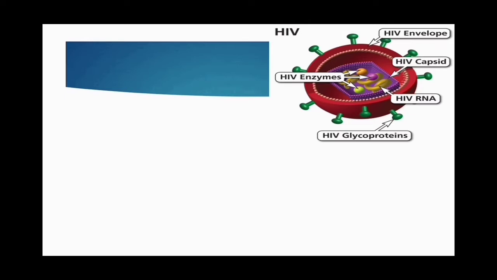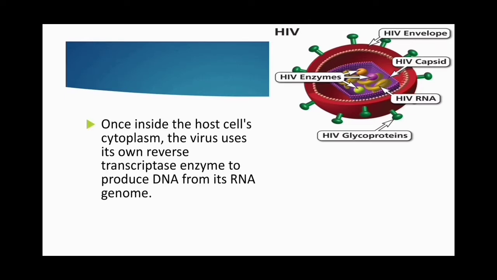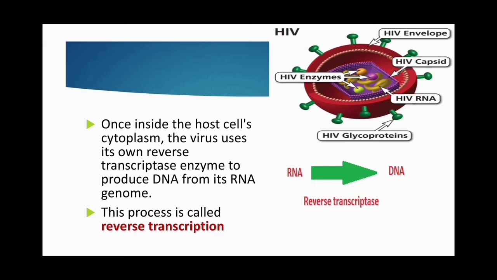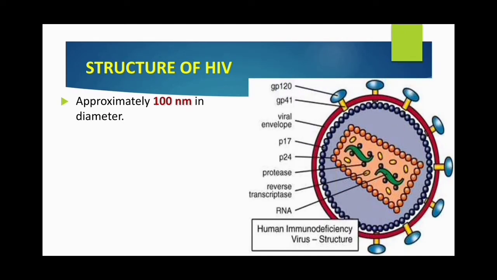As I mentioned, HIV has RNA as genetic material. But after entering into the human body, or we can say once inside the host cell cytoplasm, they produce DNA from their RNA genome by using the reverse transcriptase enzyme. This process is called reverse transcription. Students, their RNA is converted into DNA by the enzyme reverse transcriptase, and the process is called reverse transcription. If we look into the structure, their size is approximately 100 nanometer in diameter.